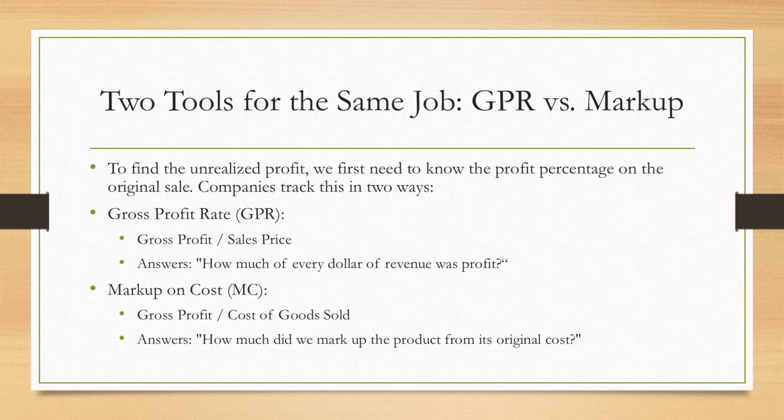Every detective needs their toolkit. For this job, we have two primary tools to determine the profit percentage on the internal sale: the gross profit rate, GPR, and the markup on cost, MC. The GPR asks the question, how much of every dollar of the sales price was profit? The markup on cost asks a different question: how much did we mark up the product from its original cost? Both are valid tools, and knowing which one you're using is critical to cracking the case.